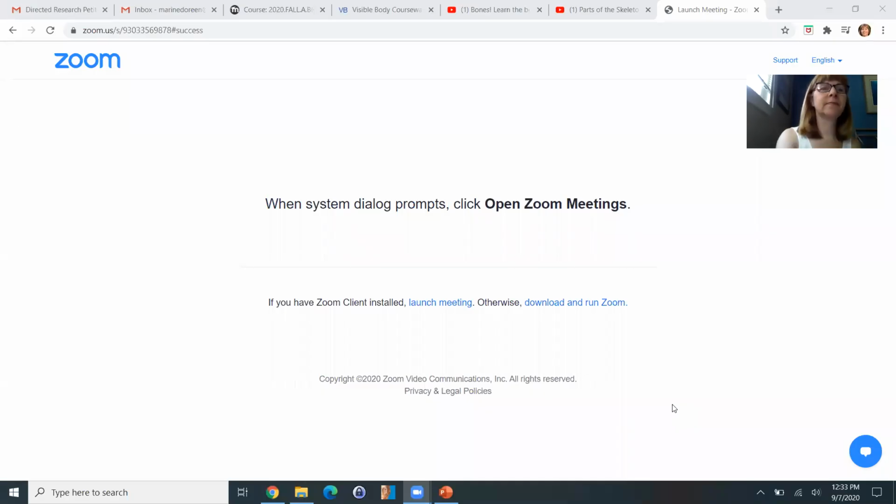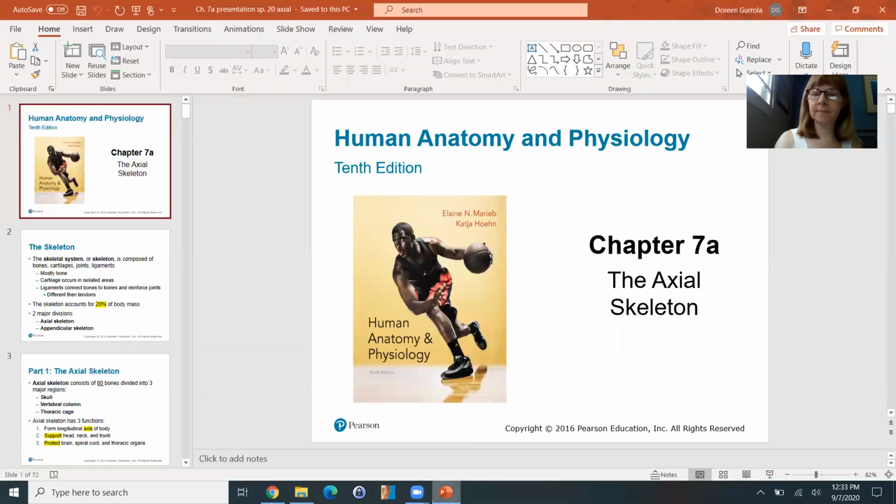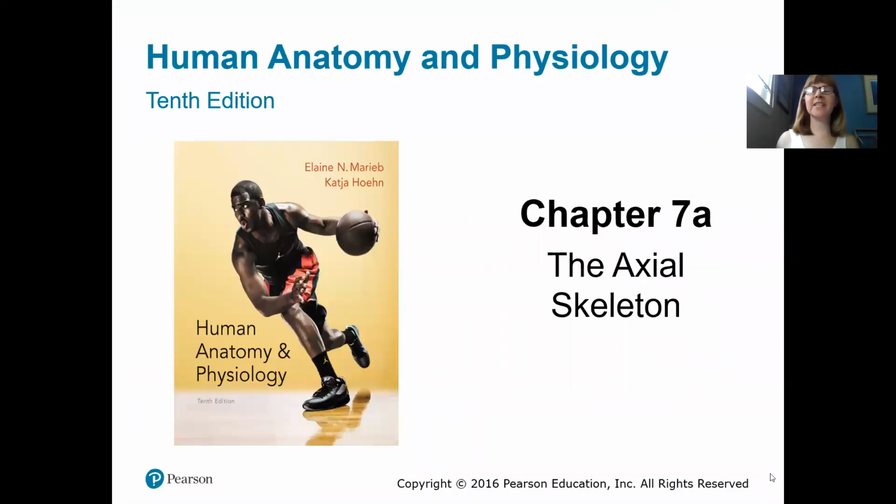Welcome anatomy students, and today we're going to be looking at chapter 7, and I'm going to break that into 2 lectures. So we're going to be looking at the skeletal anatomy. Let me get started. All right, as we begin chapter 7, I've broken this up into 2 sections, and the first section will be looking at the axial skeleton.